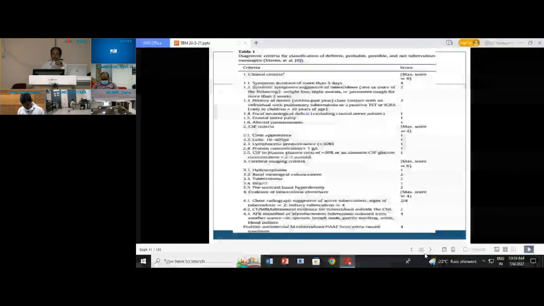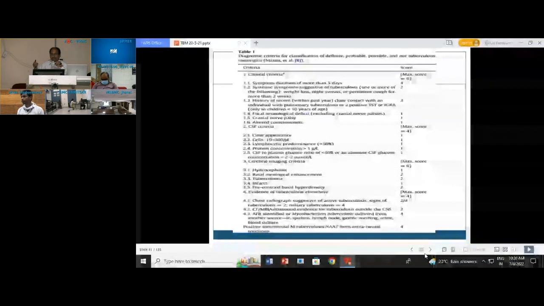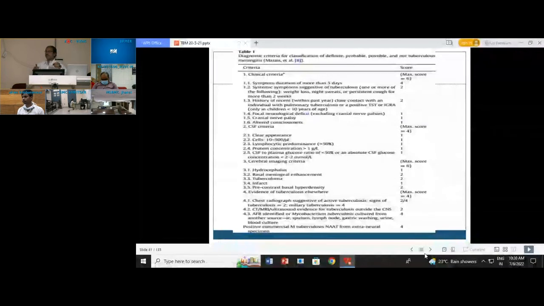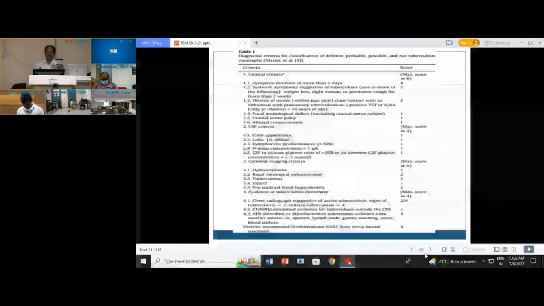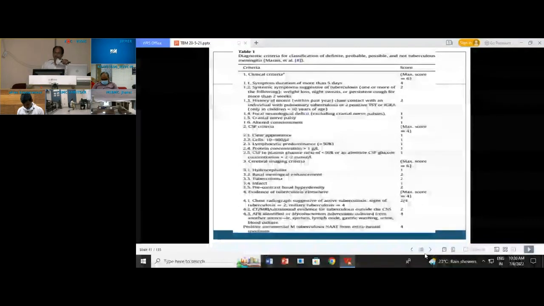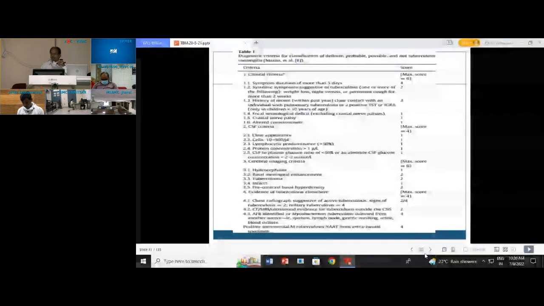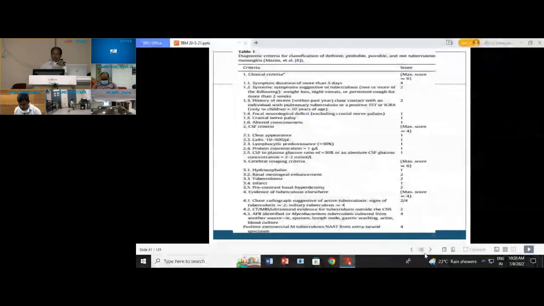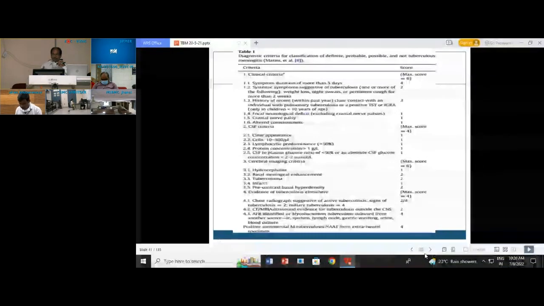Systemic symptoms like weight loss, night sweats, persistent cough for more than 2 weeks. So when you take the history of a TBM patient, they have fever, weight loss, night sweats, persistent cough for more than 2 weeks, very, very important. Give 2 marks. A history of recent close contact with an individual with primary pulmonary tuberculosis, you give 2 marks. Focal deficits 1, cranial palsy 1, altered consciousness 1.